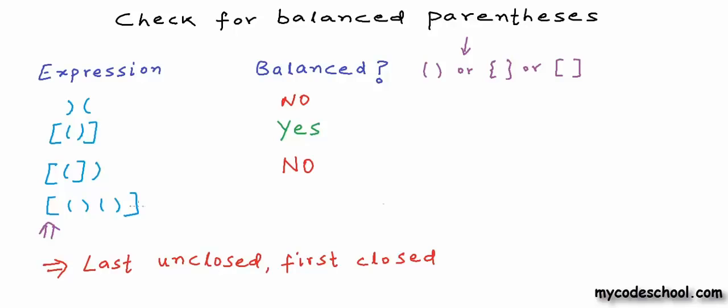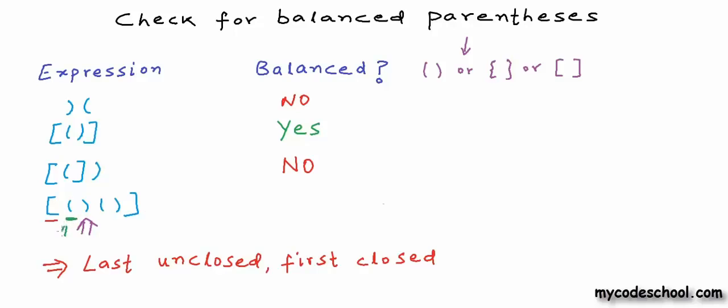Let's scan this last one. We will go from left to right. First character is an opening of square bracket. Second one is an opening parenthesis. Let's mark opening of unclosed parenthesis in red. Okay, now we have a closure here. The third character is a closure. This should be the closure for the last unclosed. So this should be the closure for this one, this guy.